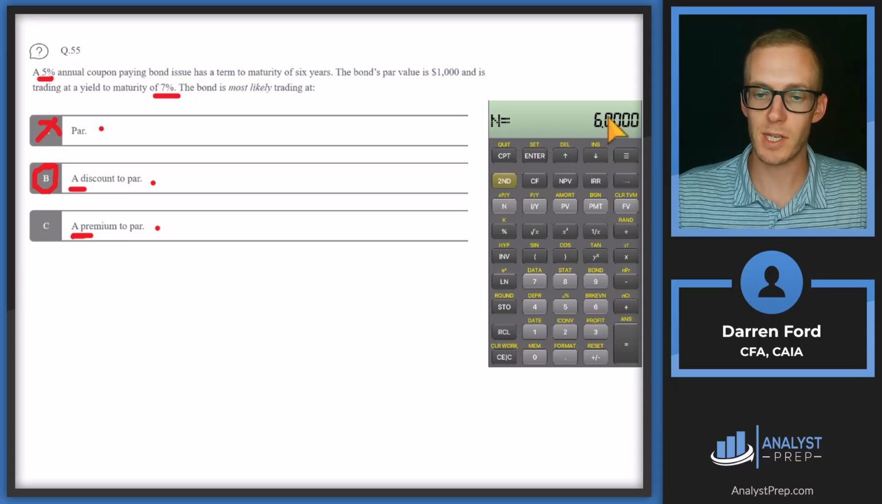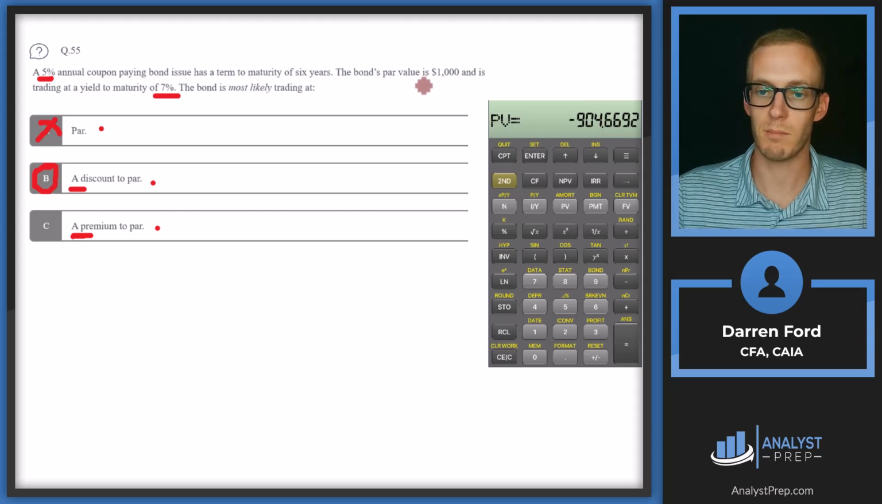So we've got N of 6 for 6 years to maturity. Our interest rate is going to be 7%, which is given. Present value is what we're going to be calculating. Payment is going to be 5% times the par value, so 50. And then future value will be 1,000. So we'll hit compute present value, and we can see that comes in at 904. So if the bond is trading below par, that means it's trading at a discount.